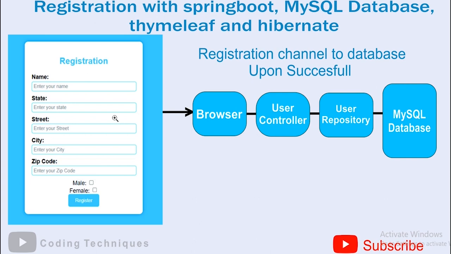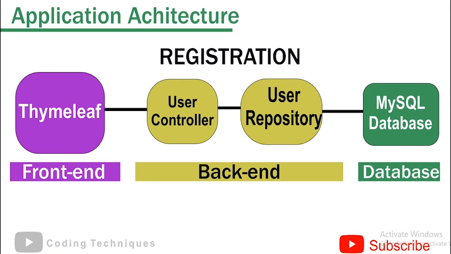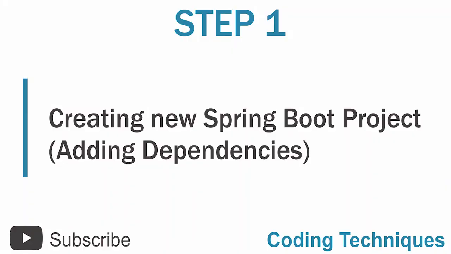So we have the browser as the second channel, then the user controller, the user repository, then the MySQL database. Here is the application architecture. We will build the front end, which includes Thymeleaf, and then we will also build the back end, which includes the user controller and then the user repository. Then we will have the configuration for the MySQL database. So this is the application architecture.